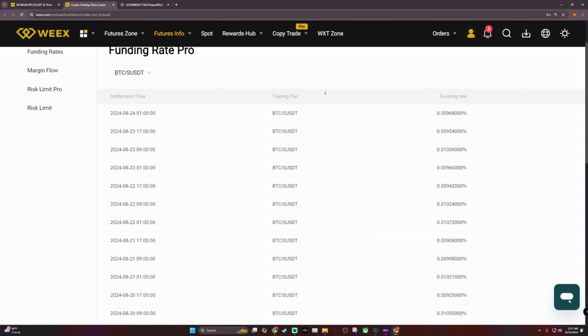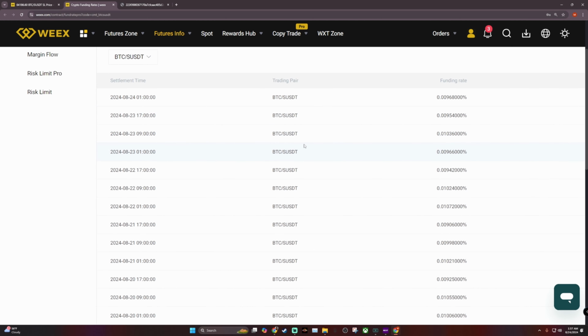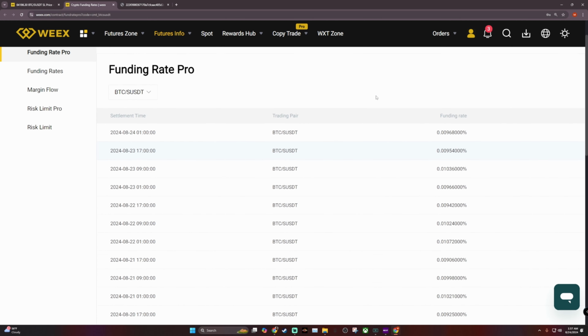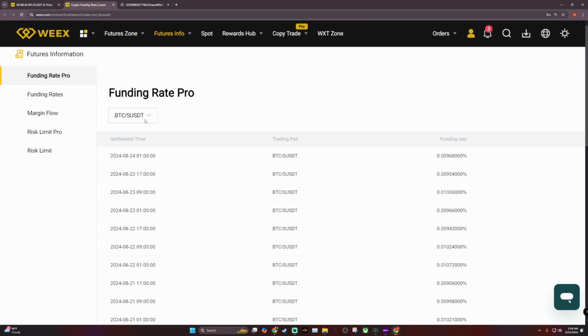You can go over here and see the funding rate for each and every pair, basically. At this point in time, it's not too big of a deal. This is everything for Bitcoin to USDT. If I go back over here, you can see Ethereum, Bitcoin. You can go through all of them here and see the funding rates for all of them, which I think is pretty nice.